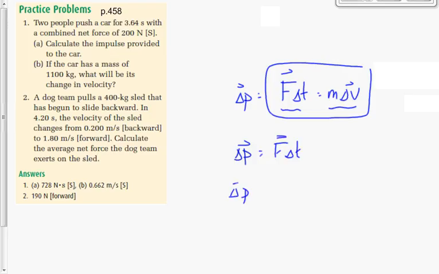Or I can use this form. Be careful here. Be careful when you go to your right.